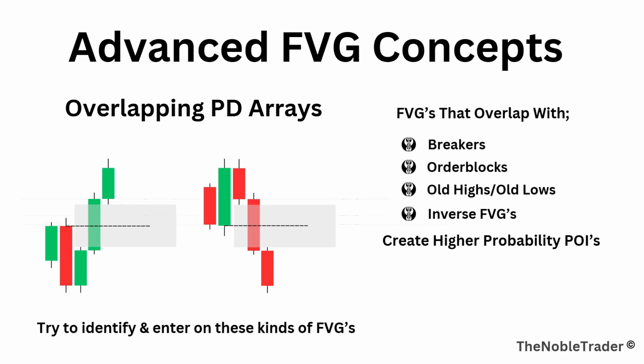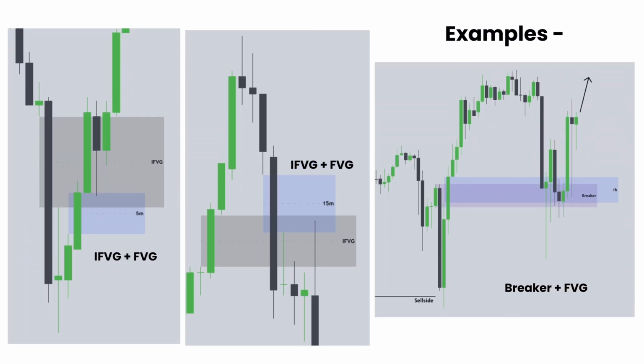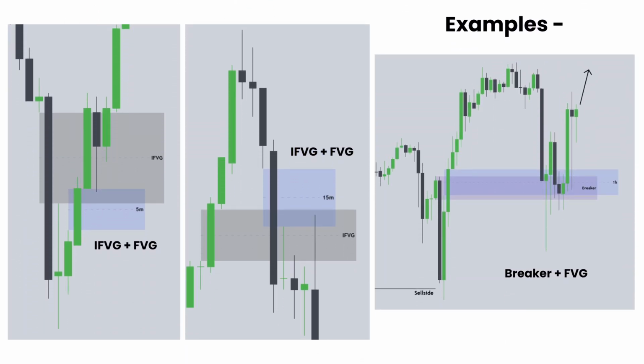If a fair value gap overlaps with another PD array, this provides a higher probability point of interest. This means that if you can correctly identify the open of an order block or breaker block that overlaps with a FVG, you should adjust your entry or market bias, as it's very likely the market will return to these price levels. Here we have different examples of price reacting to PD arrays that overlap with our FVG.